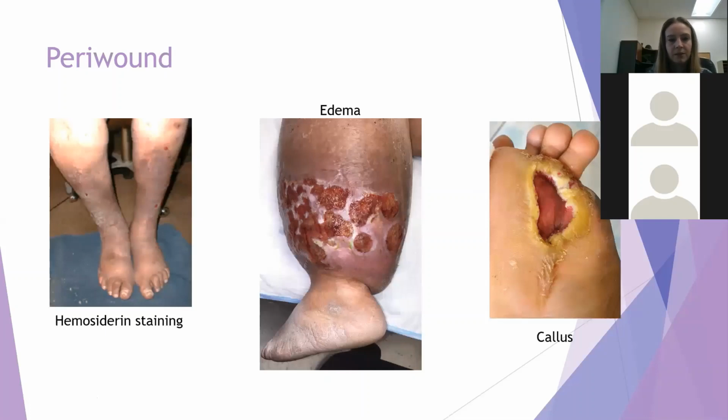We have a picture of the hemosiderin staining on the left, which we've probably seen a lot in our venous people. And you have edema, like in our lymphedema leg there, and then callus on that foot wound.